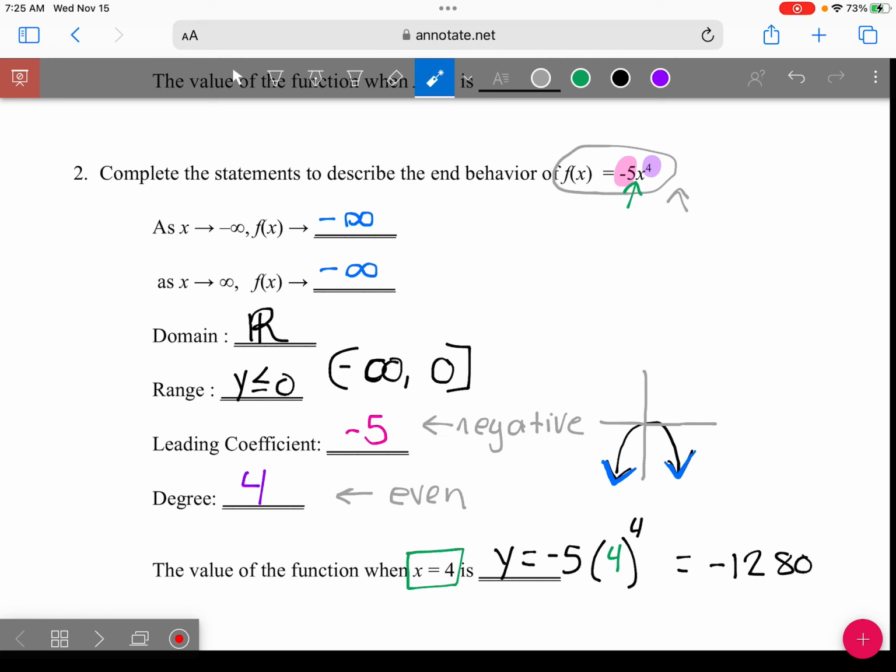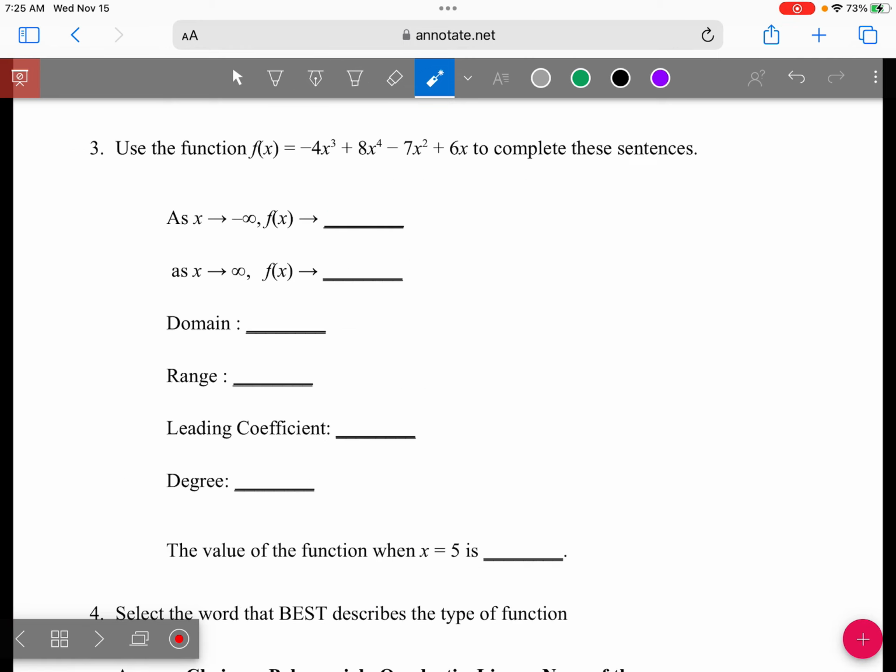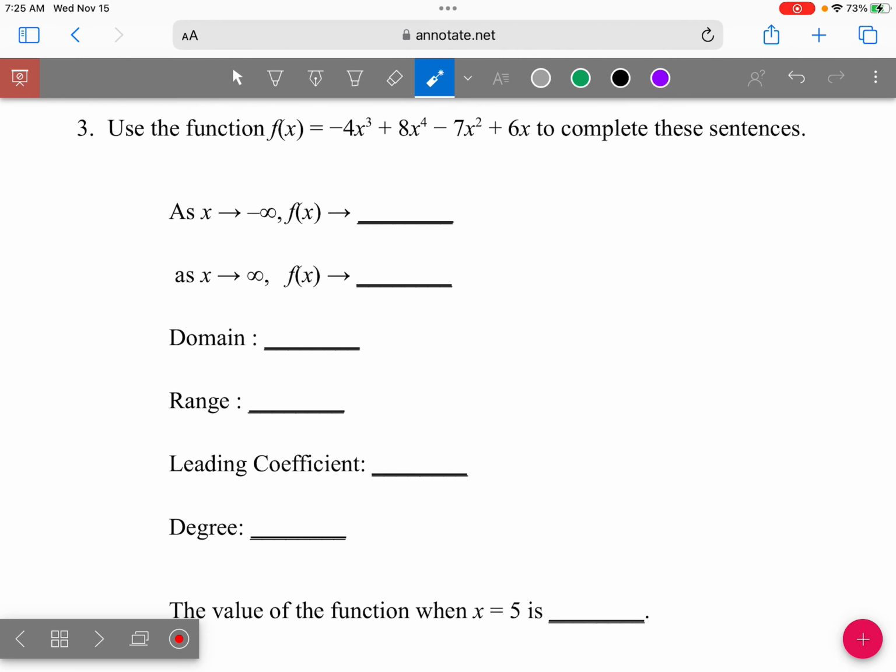What do you guys want to do next? I heard 3 and then 6. So 3 is very, very similar, and this has one question that I call I'm a jerk. Same kind of vibe. We're going to start with our leading coefficient and our degree.